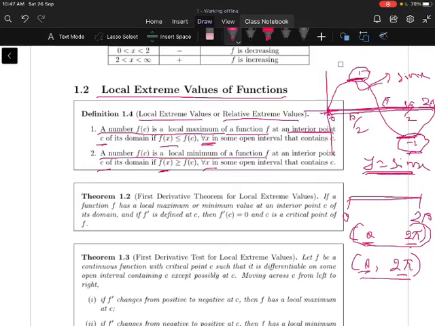Now let us move to the theorem. First derivative theorem for local extreme values. It means the first derivative theorem for local maximum value or local minimum value. Let us state that theorem. If a function f has a local maximum or minimum value at an interior point c of its domain, and if f dash is defined at c, then f dash of c is equal to 0, and c is called the critical point of the function f.